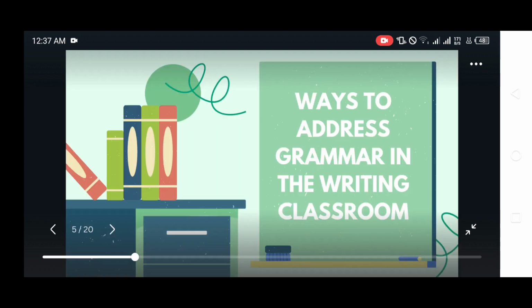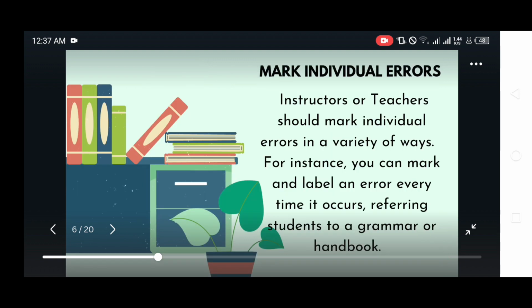First, to assess grammar effectively, here are ways to address grammar in the writing classroom. The first one is to mark individual errors. Instructors can mark individual errors in a variety of ways. For instance, you can mark and label an error every time it occurs, referring students to a grammar handbook.